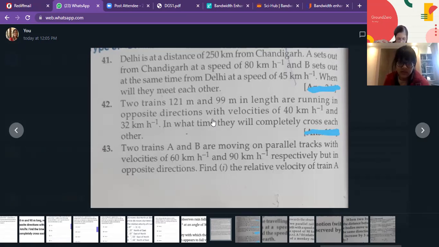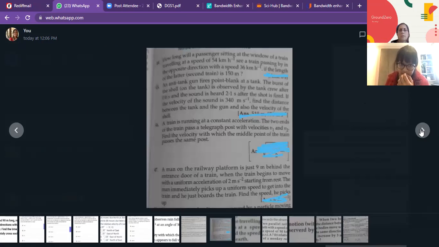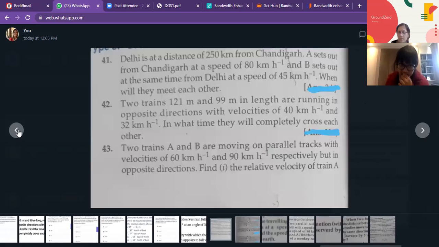Now you have to find the velocity of the train with respect to train B. 150 kilometer per hour. Yes. And the second part was you have to find the velocity of, it's not given, relative velocity of the ground with respect to train A. 60 kilometer per hour. How will it be 60?